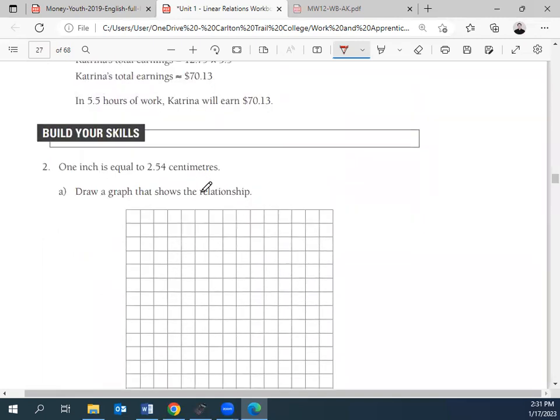So this is going to be a graph showing inches to centimeters, right? When you have yourself a ruler, on one side you have inches, on the other side you have centimeters. When you have 1 inch, that's the same thing as 2.54 centimeters. The exact same distance, just different units. So this is a graph that shows that relationship.